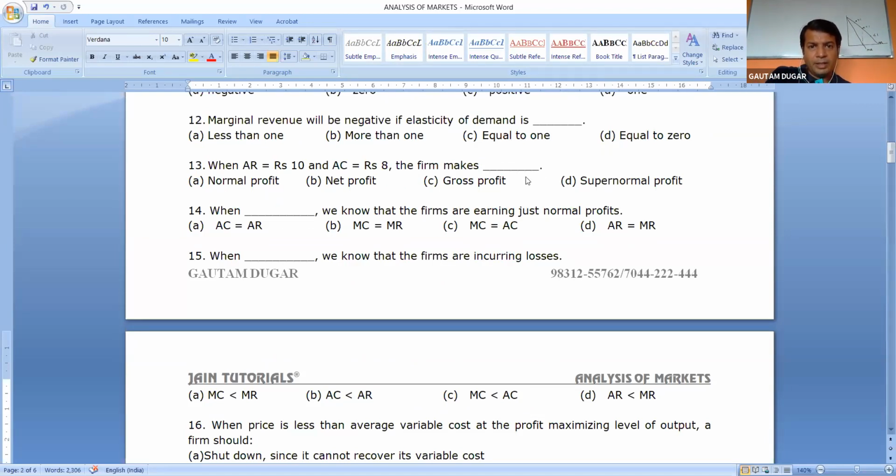14. When dash, we know that firms are earning just normal profit. Also discuss this very well. Normal profit कब होगा? जब AC equals to AR. Here there's a problem. Many of you gave the wrong answer. What did I discuss today? MR equals to MC is a condition of equilibrium.